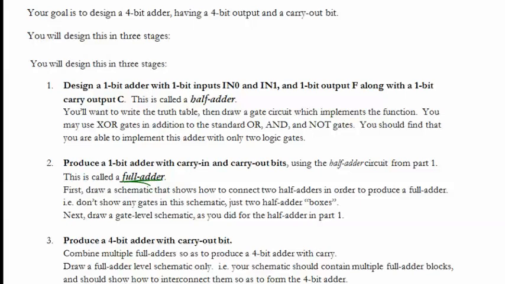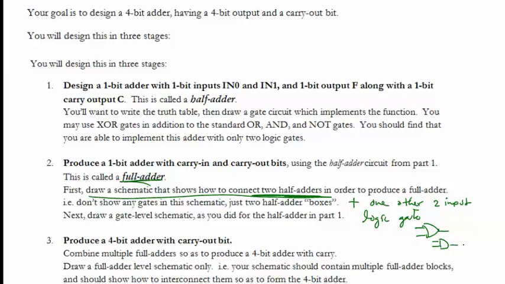Now, I say you will draw a schematic that shows how to connect 2 half adders. Plus, and I didn't mention this, you'll need one other 2 input logic gate. All right, such as an or or an and, something like that. Okay, so it's going to take 2 half adders and a logic gate to make a full adder.